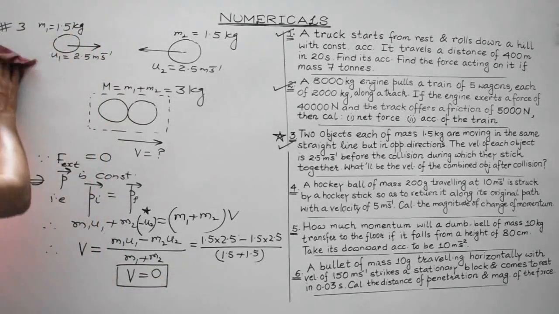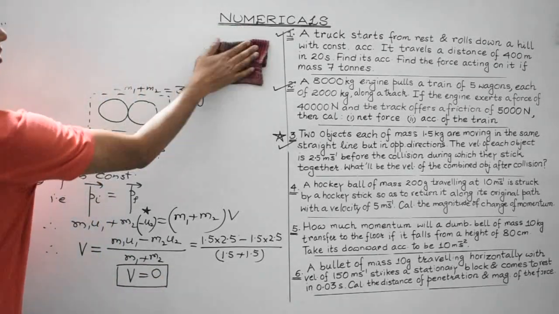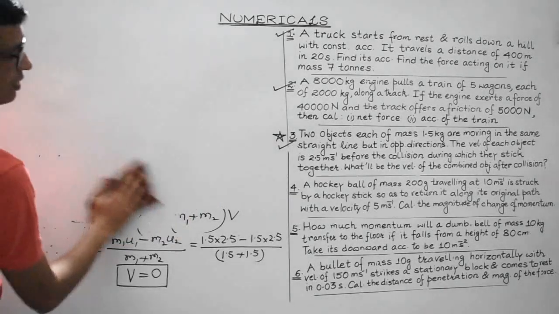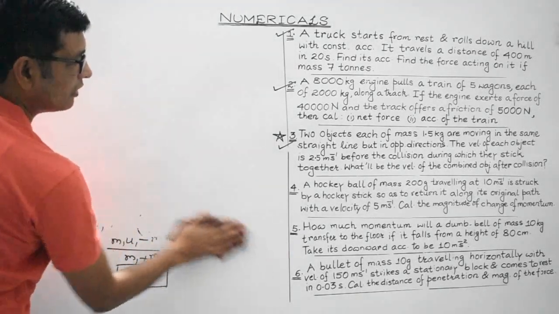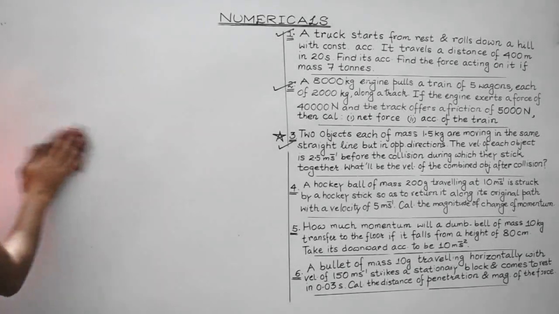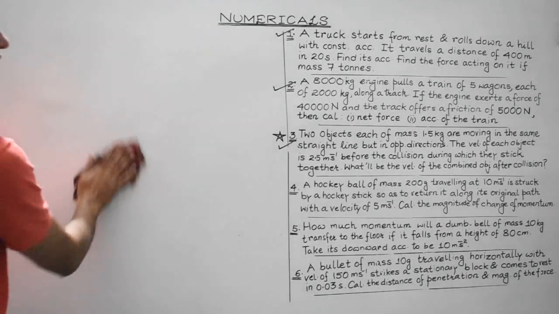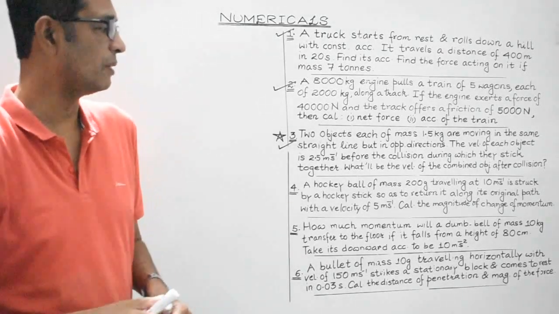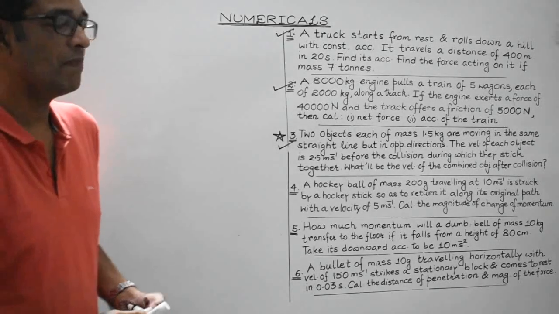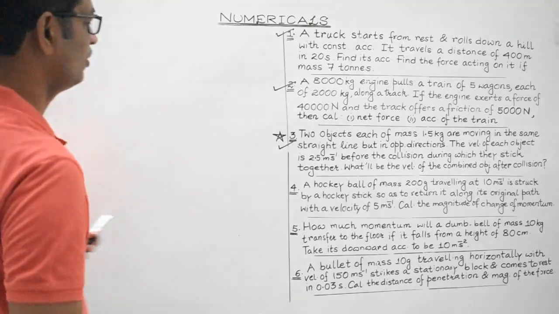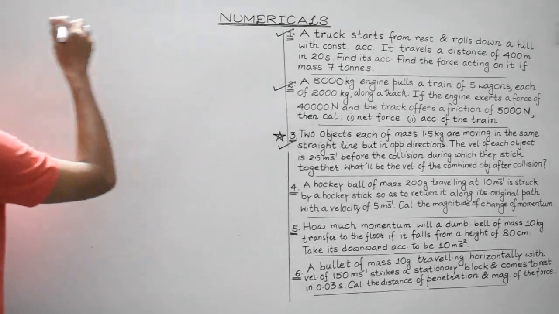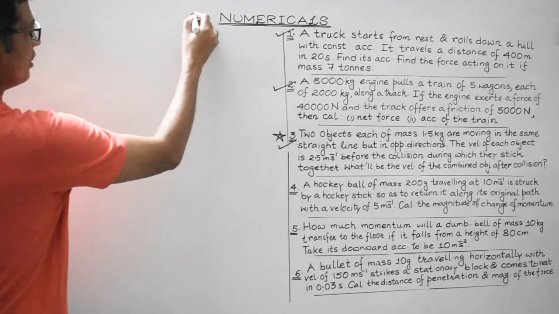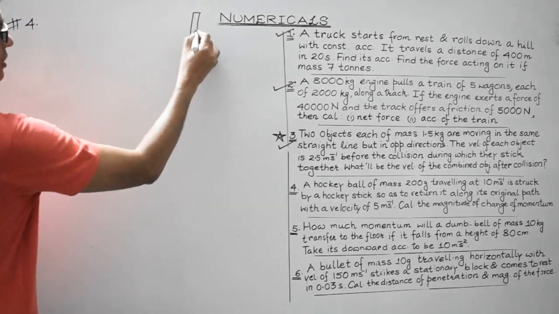Question number 4. A hockey ball of mass 200 gram traveling at 10 meters per second is struck by a hockey stick so as to return it along its original path with a velocity of 5 meters per second. Calculate the magnitude of change of momentum. Okay, this is related to question number 3 only. This is the hockey stick, suppose.